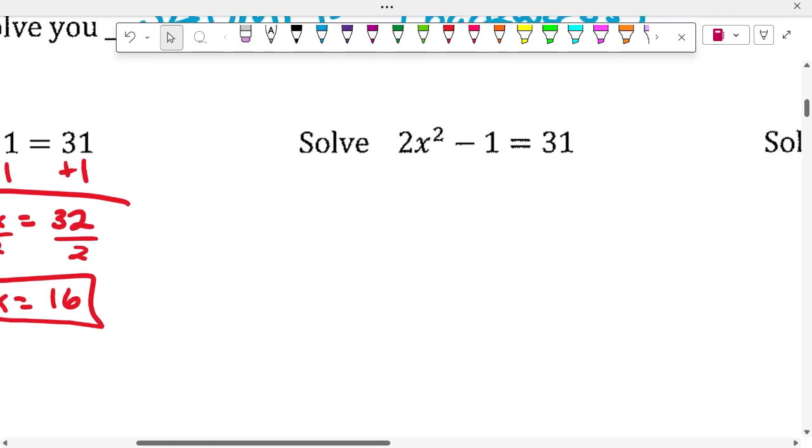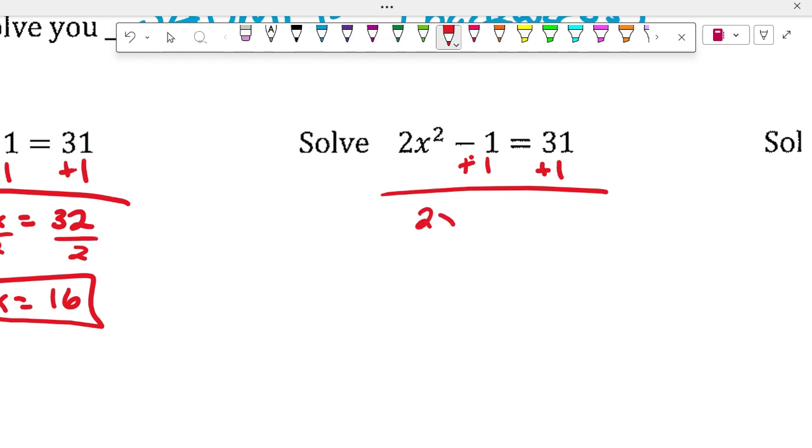This one is quadratic. All right. So think SADMEP. What do I have to take care of first? The addition and subtraction, so the minus 1. So I'm going to add the 1 to both sides. I get 2x squared is equal to 32. Now, right here is where most people screw up. A lot of people like to go ahead and take the square root. You cannot do that. Why? Because there's a number being multiplied to it. And what comes first in SADMEP? Multiplication, not exponent. So we've got to take care of that 2 first.